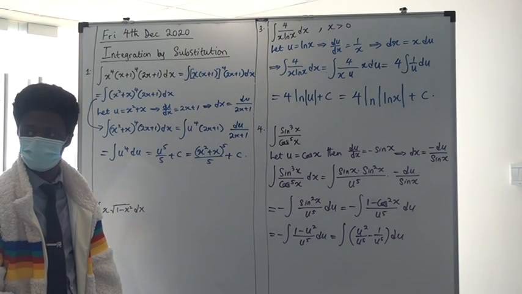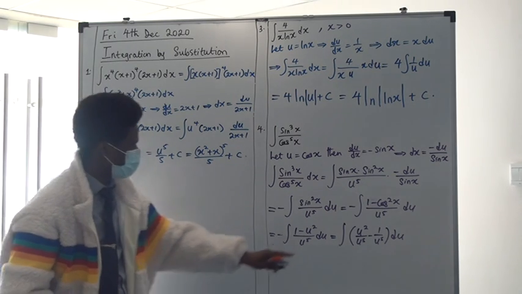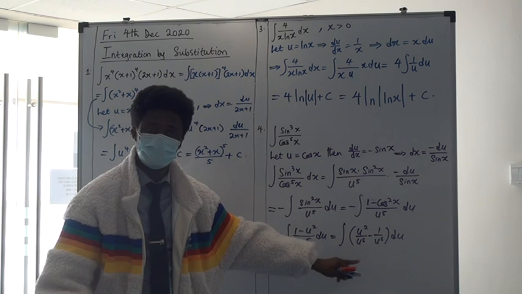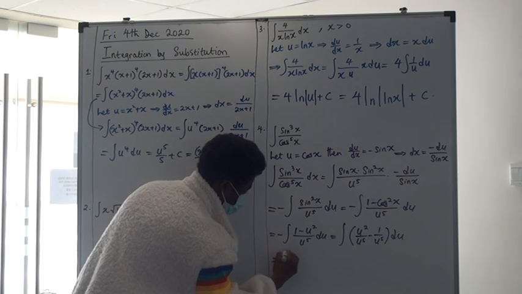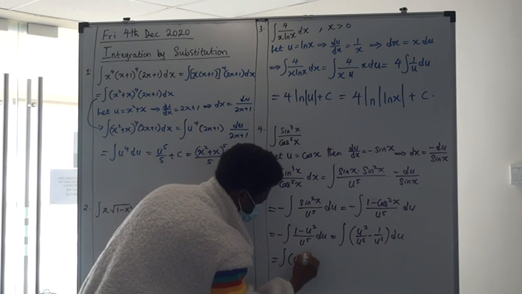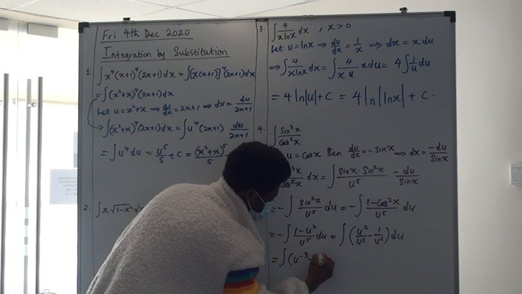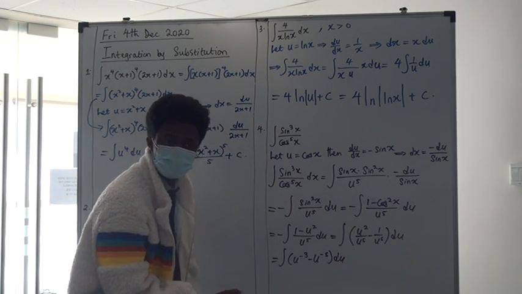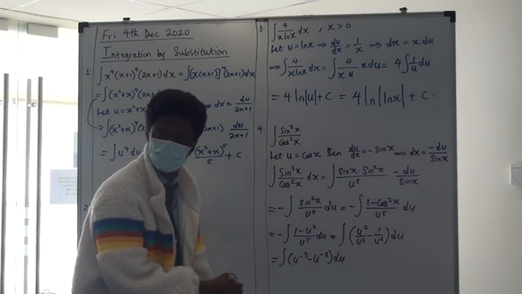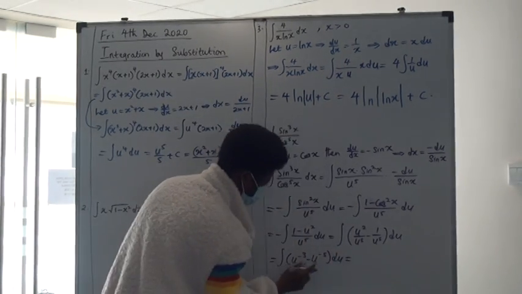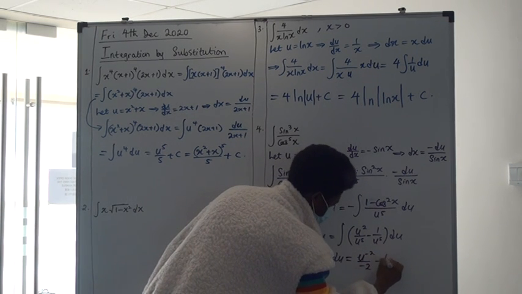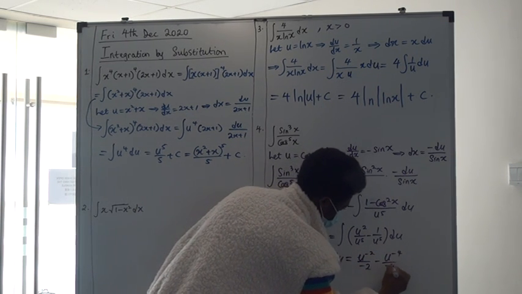Yes? Understand? Okay. So this is 1 over u cubed, so that is u to the power minus 3. Integral of u to the power minus 3 minus u to the power minus 5 du. So we are treating it like an algebraic function. Then later we can put back our trig. And that gives u to the power minus 2 over minus 2, minus u to the power minus 4 over minus 4, plus c.